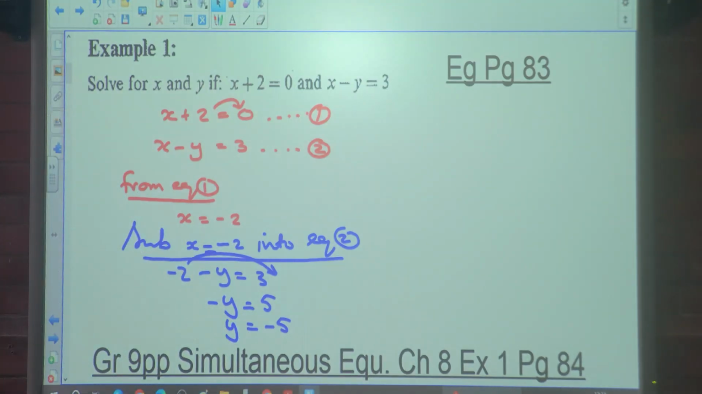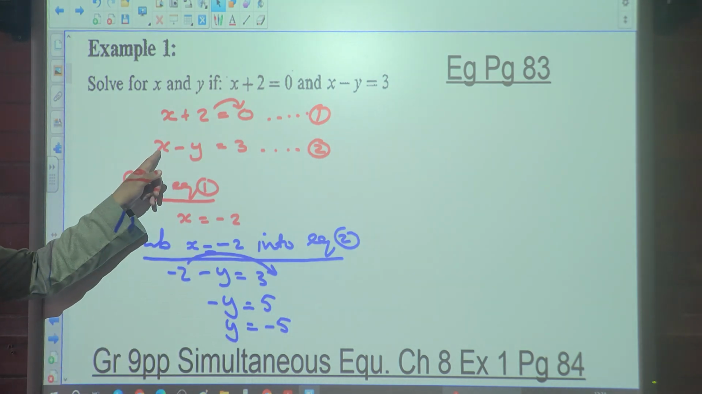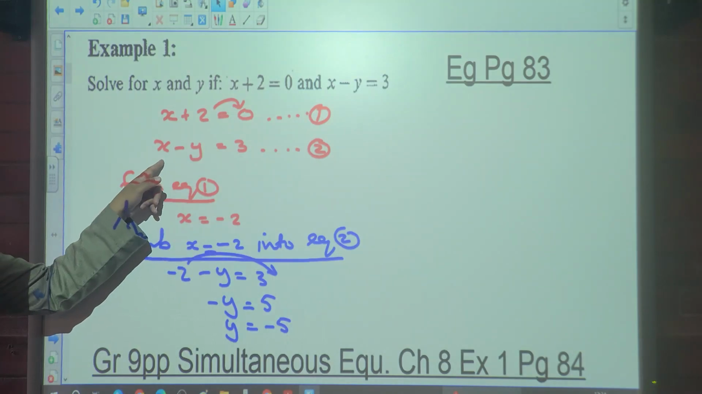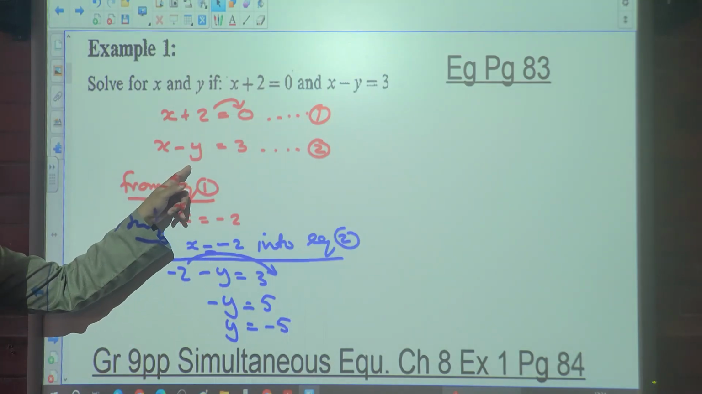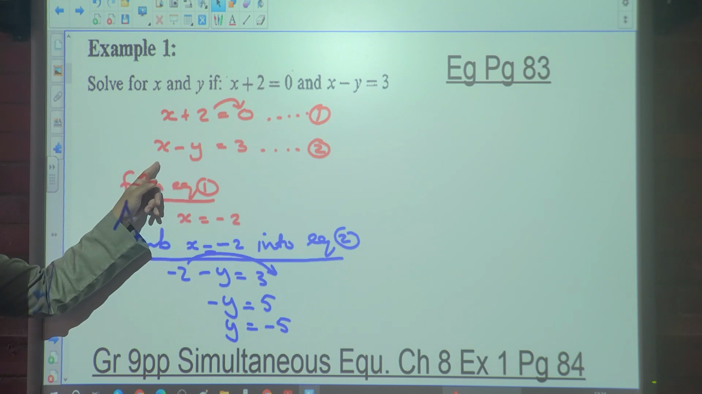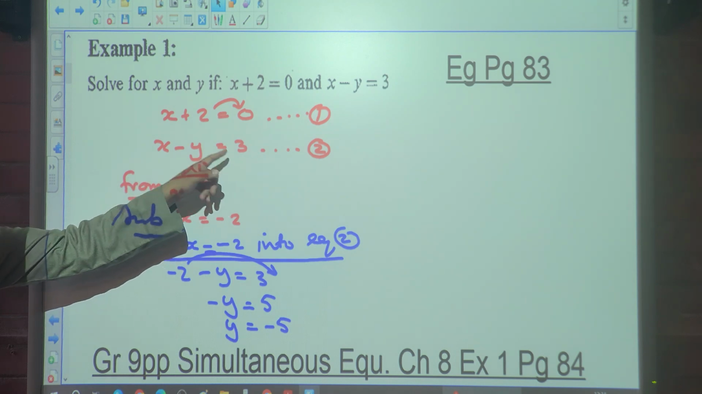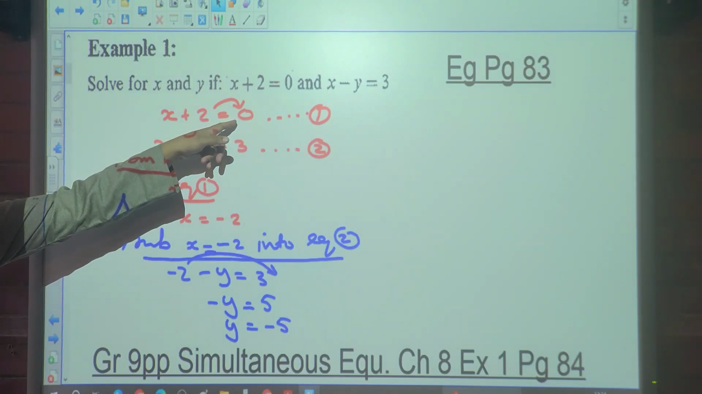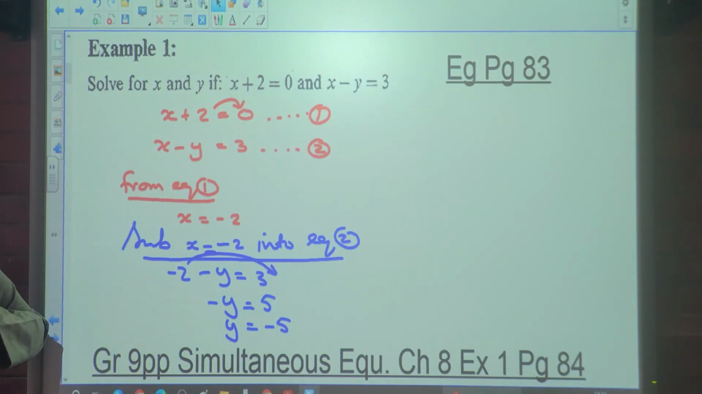And we can test if our answer is correct. We put here minus 2, so x is minus 2. So minus 2 minus minus 5 will become plus 5. Minus 2 plus 5 is 3. x is minus 2. Minus 2 plus 2? 0. So it works. You guys understand?